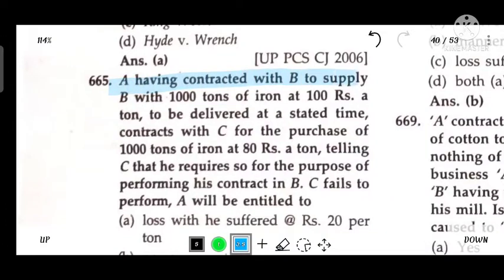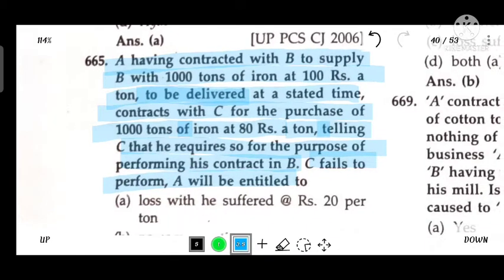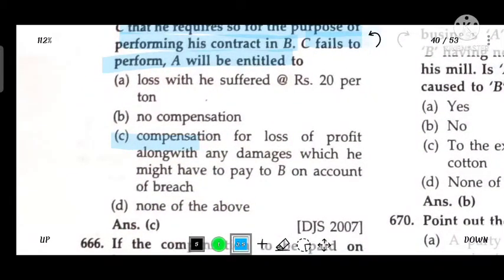A, having a contract with B to supply B 100 tons of iron at rupees 100 a ton to be delivered at a specified time, makes a contract with C for the purchase of 1000 tons of iron at rupees 80 a ton, telling C that it is required for the purpose of performing the contract with B. C failed to perform. A will be entitled to compensation for the loss of the profit along with any damages which might have been paid to B on account of breach.